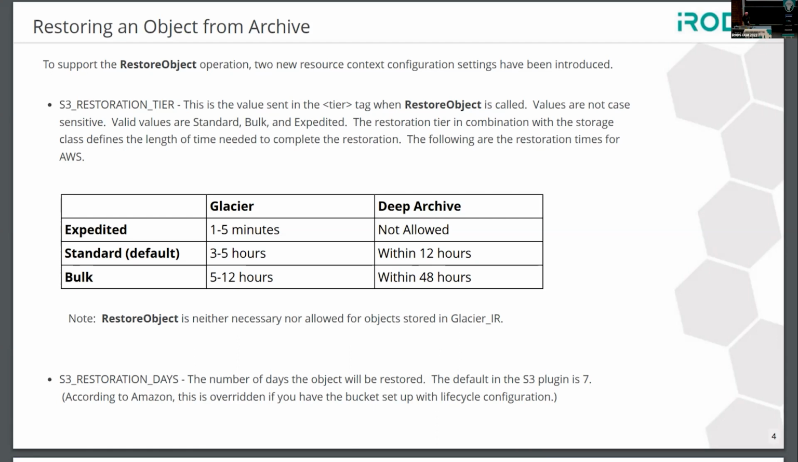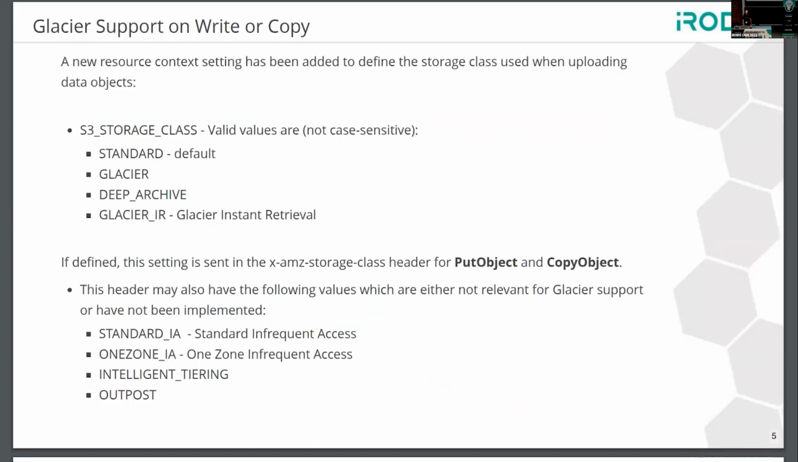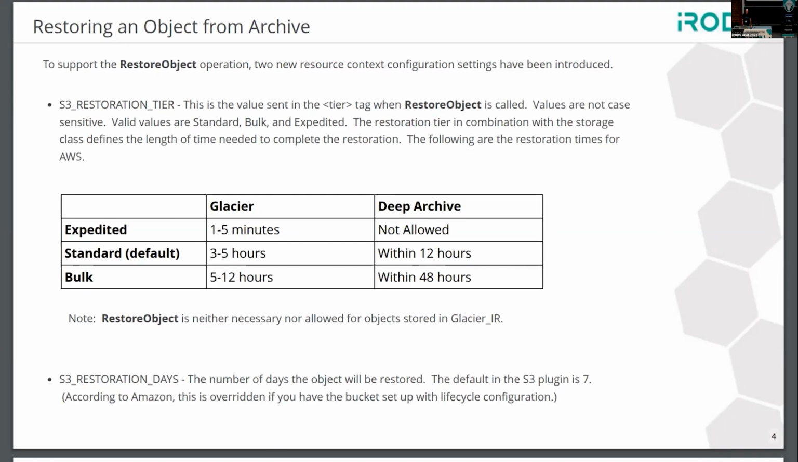These times I list here, these are what the Amazon APIs state for how long the restoration will take. I'm not sure if other vendors have different times for this, but the fastest would be if you're in Glacier and you use expedited, then you'll get it within 1 to 5 minutes. The slowest would be if you're in Deep Archive and your restoration class is bulk, then it would take up to 48 hours to restore it.